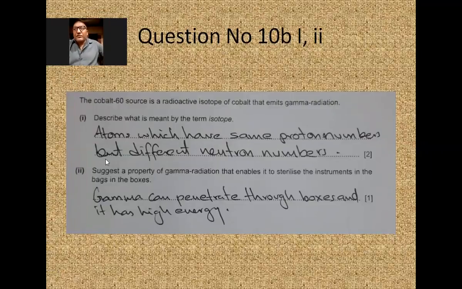Atoms which have the same proton numbers but different neutron numbers are isotopes of each other. Gamma can penetrate through boxes and it has high energy because it has high frequency.